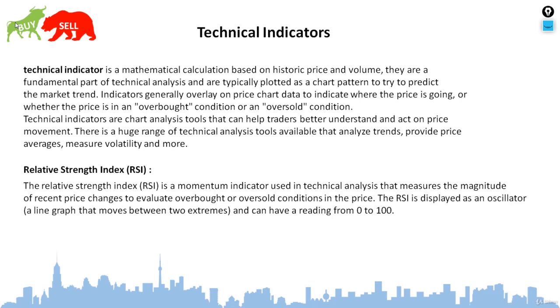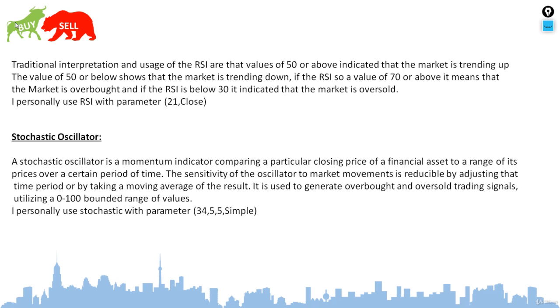The Relative Strength Index, RSI, is a momentum indicator used in technical analysis that measures the magnitude of recent price changes to evaluate overbought or oversold conditions in the price. The RSI is displayed as an oscillator, a line graph that moves between two extremes and can have a reading from 0 to 100. Traditional interpretation and usage of the RSI are that values of 50 or above indicate that the market is trending up. A value of 50 or below shows that the market is trending down.